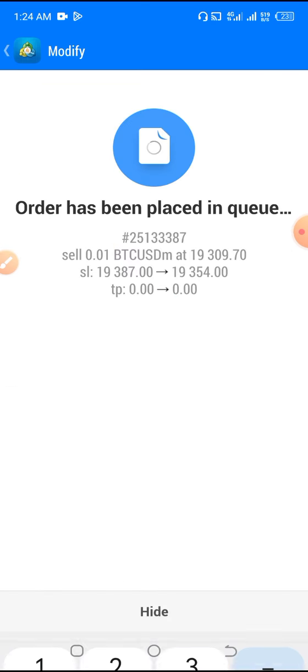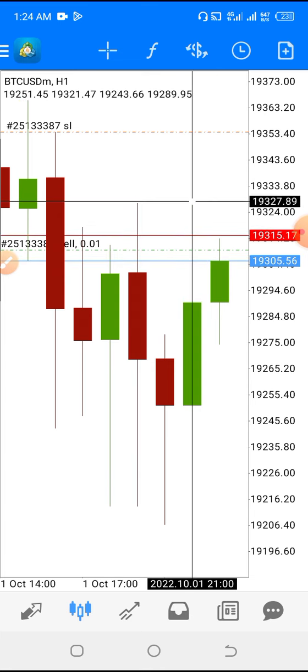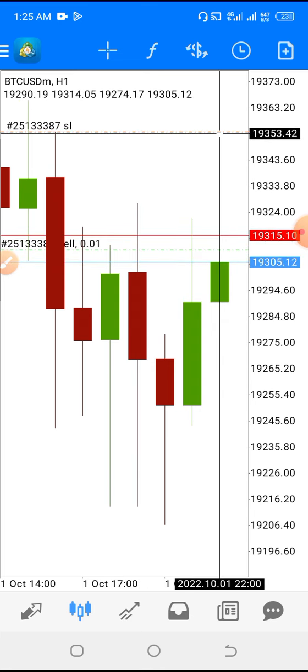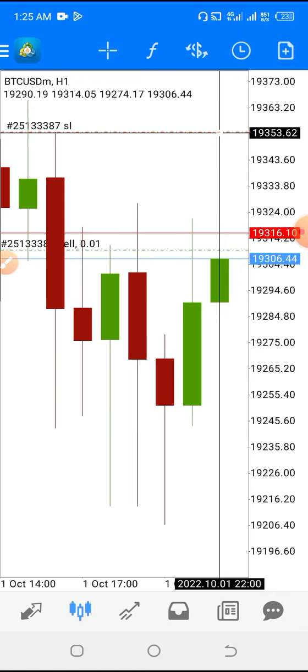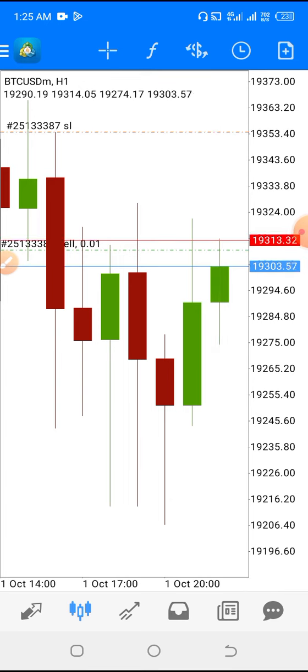Cool. Now when you see the red line here, it means that is your stop loss. What does it mean? When price reaches here, your trade will automatically close and you lose the number of pips. You get that? So you have seen how to put a stop loss.